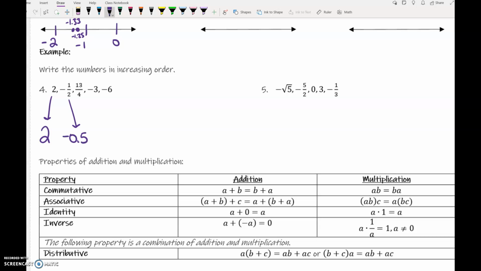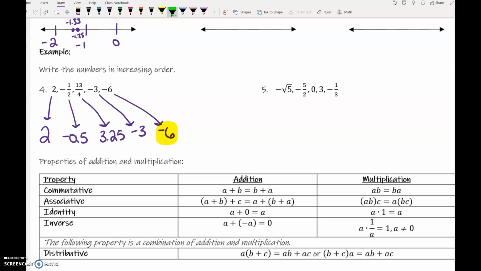-1/2 is -0.5. 13/4, 13 divided by 4 is 3.25. And then I've got -3 and -6. So the smallest one is -6. You're going to look for an answer choice that starts with -6. Whichever ones don't have -6, there is an answer eliminator tool, so you can cross off the ones that you know are not the correct answer.